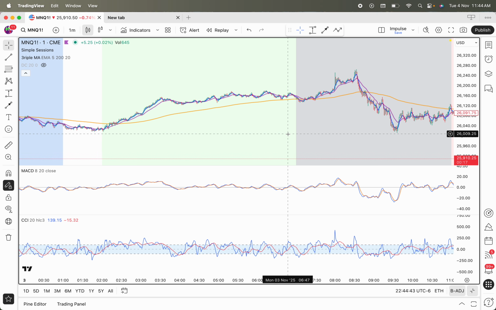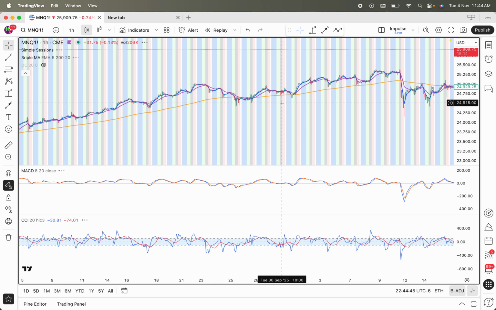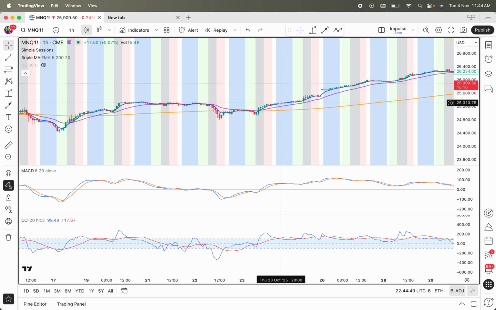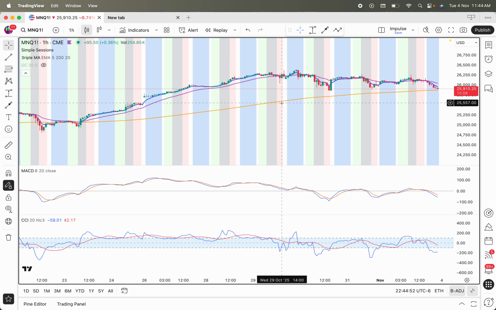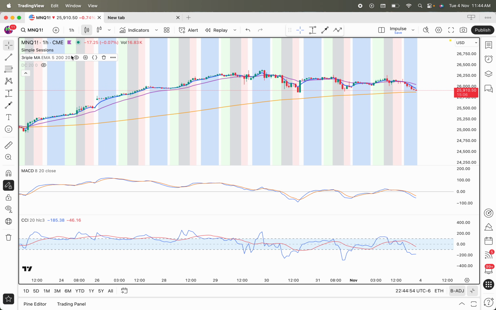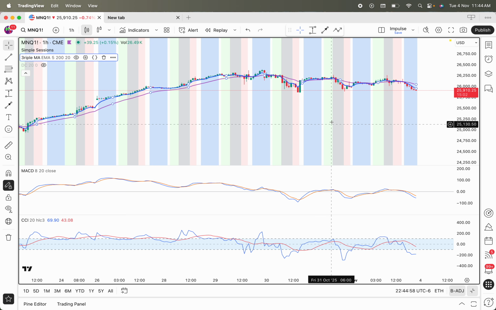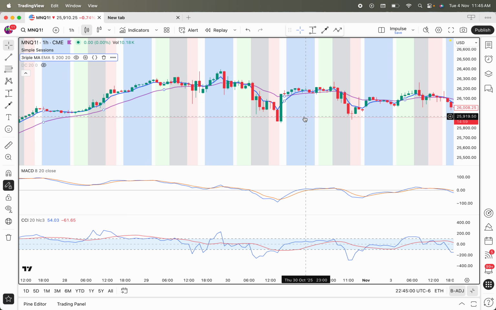Let me just go up to a 1 hour, and this is where it can really shine in the higher time frames. Let me just get rid of that 200 because we don't really need it. It's the same principle. For shorts, you want to see the 5 below the 20, and the MACD below that, and that's your entry here. Exactly the same thing.